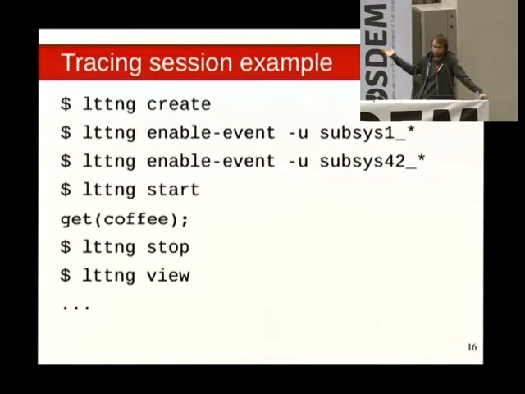Tracing session. So on the command line, you create a session. Let's say you want to enable subsystem number 1 and subsystem number 42. You can use wildcards like that, saying just subsystem 42 underscore, and then every event in that subsystem will be enabled. So -u, user space, and then the subsystem name. And you can start, and the LTTng start means it's going to start tracing. The trace is going to get recorded. And you can wait, you can do whatever you want, get coffee, and then you stop at some point, and then you can view it.